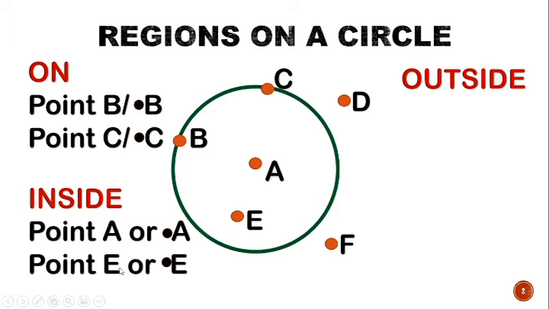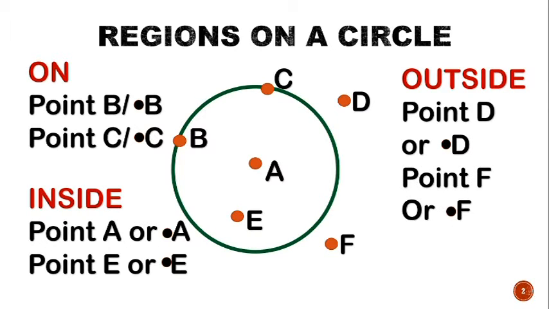And then last region is outside. So what could be the points outside the circle? All right, that's points D and F.